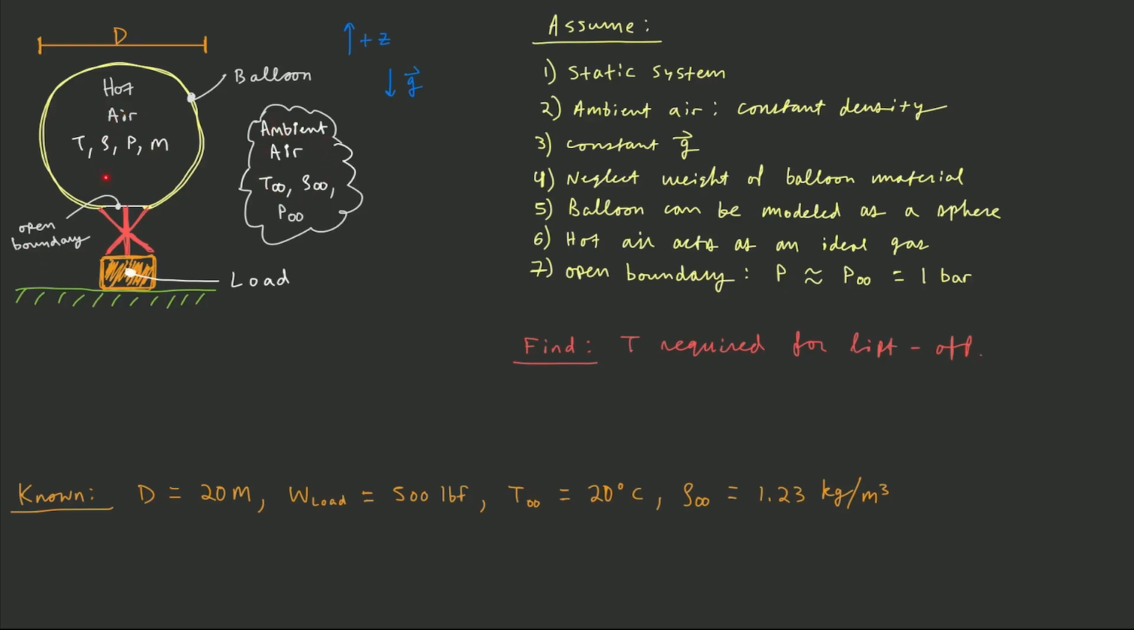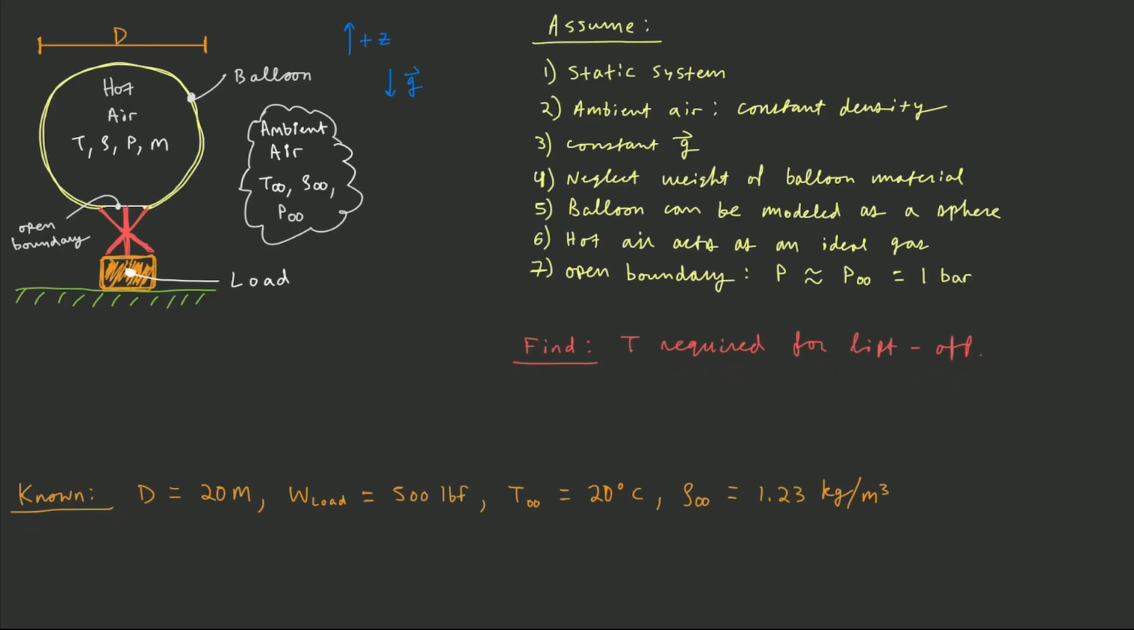Now, if these pressures were not equal, then we would have flow from the higher pressure chamber to the lower pressure chamber. So for example, if the pressure of the hot air was higher than the pressure of the ambient air, we'd have flow from the hot air to the ambient air, and we would no longer have a static system. So we must assume that our pressures are approximately equal if we're assuming a static system and an open boundary. And again, we're trying to find the temperature required for liftoff of this hot air balloon.